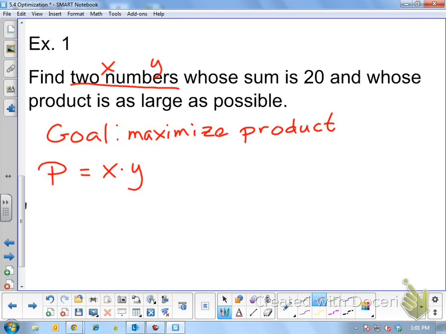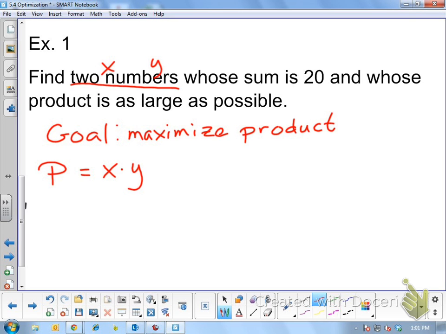So we run into the problem of I have three variables: what I want to maximize, an x and a y. Somehow, I only want just x's or just y's. What I've got to get to is only x's or only y's. We have to have product in there because that's what we're trying to maximize. We can't get rid of that. So we need a second equation. What other information could give us a second equation?